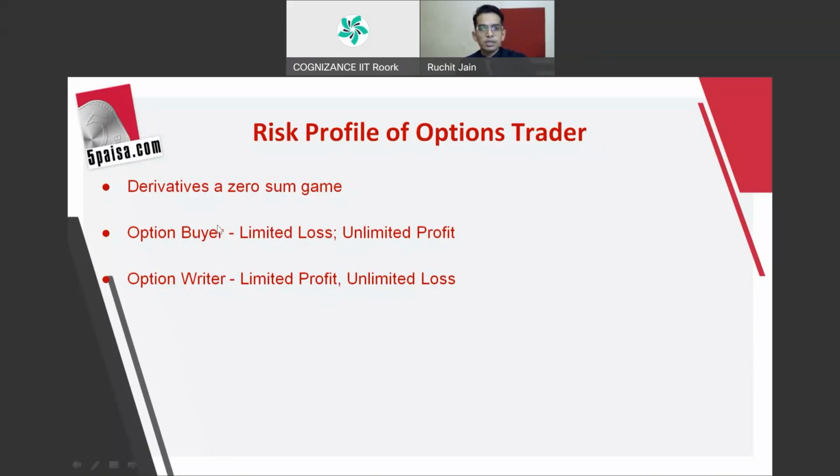Now the option buyer's profile, if you see, the option buyer has limited loss and unlimited profit. Whenever you buy an option, you always buy it at a price, right? There is a price for every option. There are different strike prices and there is a price for every option. That price in options terminology is called a premium. Suppose I buy any Nifty call option worth a premium of 5,000 rupees. That 5,000 rupees premium has to be paid by the option buyer.